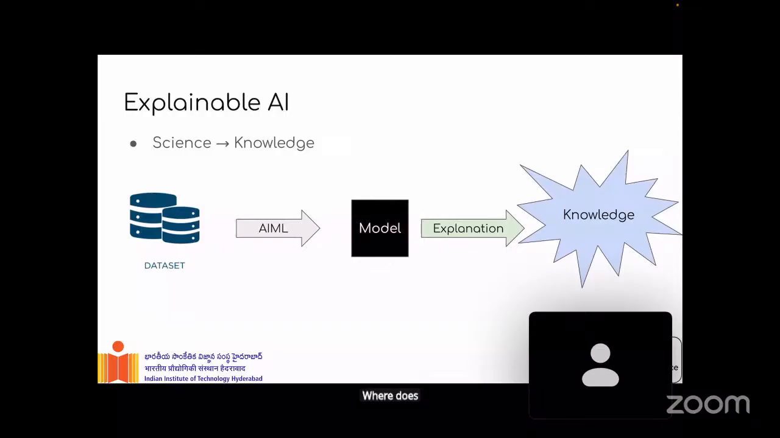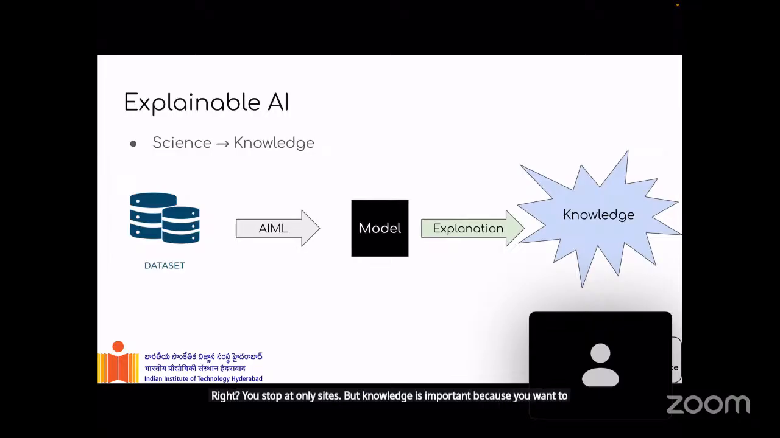Where does it come from? Not from the black box model itself. Unless there is an explanation, you don't access this knowledge. You stop at only science. But knowledge is important because you want to understand why the model predicted what it predicted. That is where explainable AI comes into the picture, converting science to knowledge.